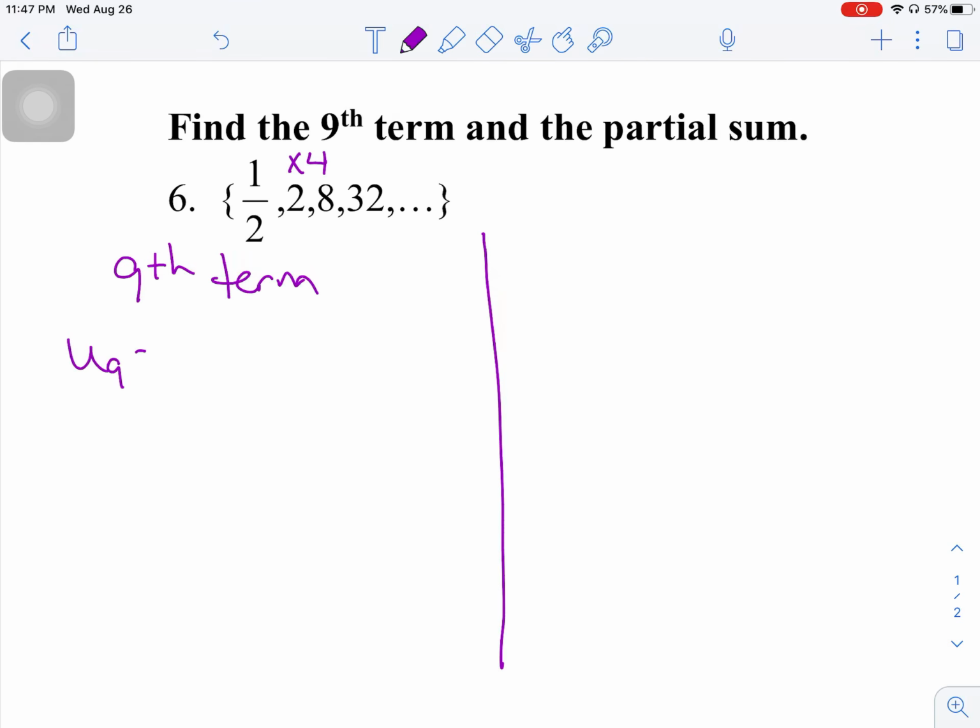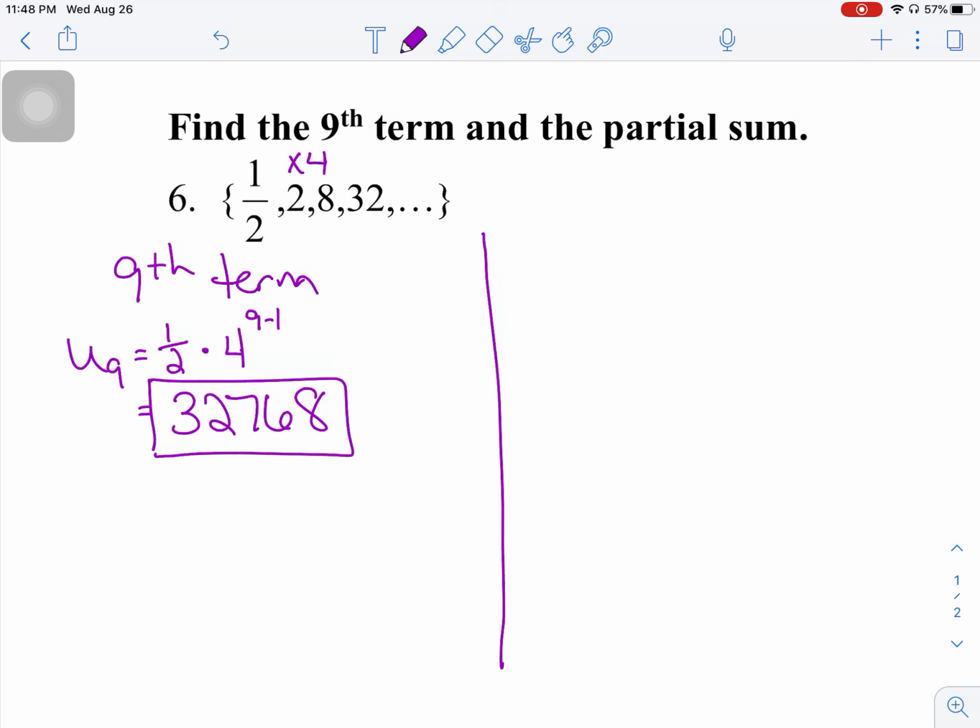So u sub 9 is equal to my first term times the common ratio raised to the n minus 1 power. So 4 to the 8th and then times 1/2, 32,768. That's that exponential growth kicking in there.